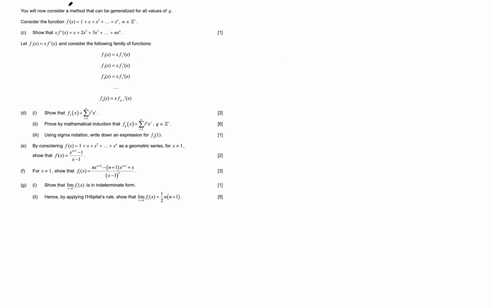Okay, it says you will now consider a method that can be generalized for all values of q. Consider this function. Show that x f dash of x equals this. Okay, so part C. f of x is equal to 1 plus x squared plus all the way to x to the n. So show that x times f dash of x is this. So let's just get f dash of x.